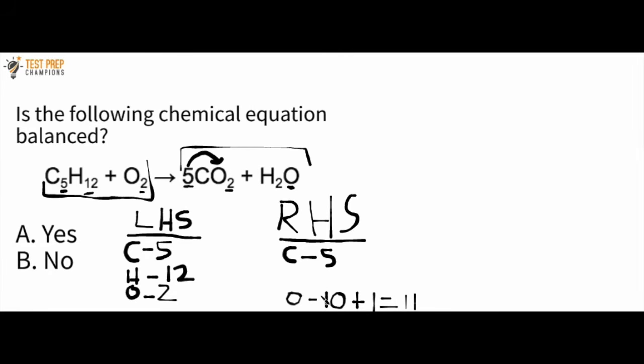So already we see that this is not balanced, but let's finish it out here. For our H's, we just look at this little number down here and we see that we have 2. So this is not an example of a balanced chemical equation, so the answer to this is B. No.